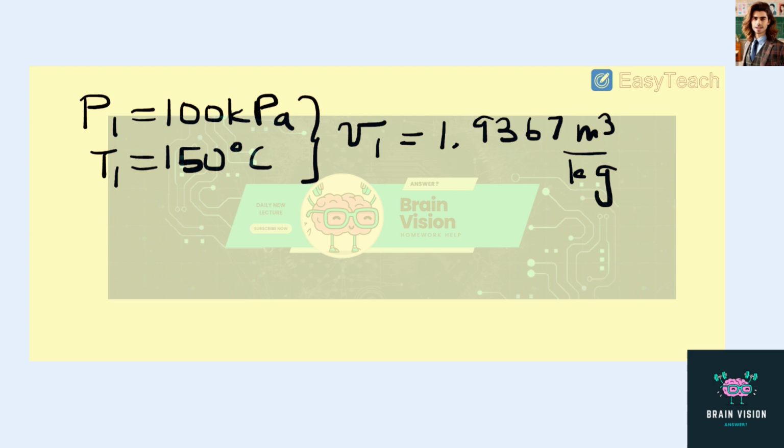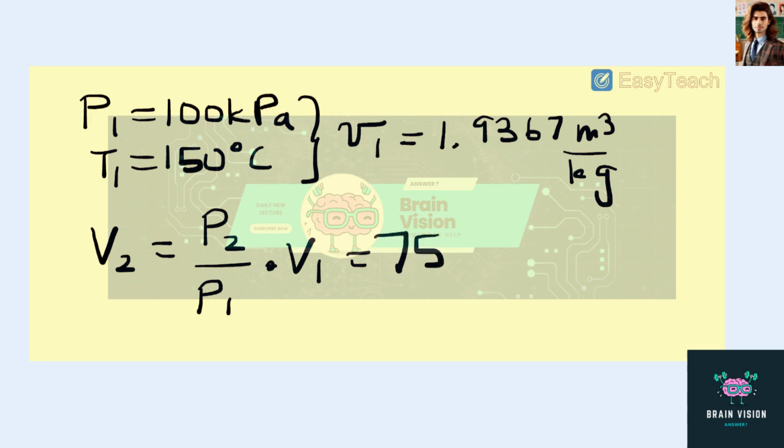We can actually use the relationship that the pressures and volumes are linearly related to solve for the final volume. So this we can simply write as V2 is equal to the final pressure over the initial pressure times the initial volume. We know P2, P1, and V1, so we can go ahead and compute the final volume, which will be equal to 75 meters cubed.